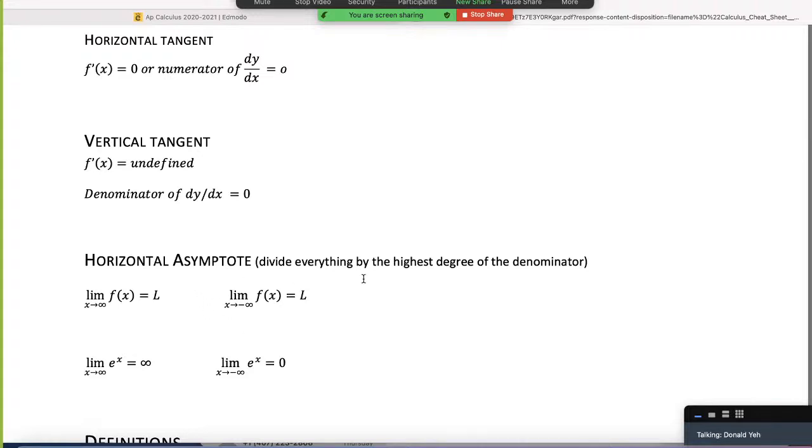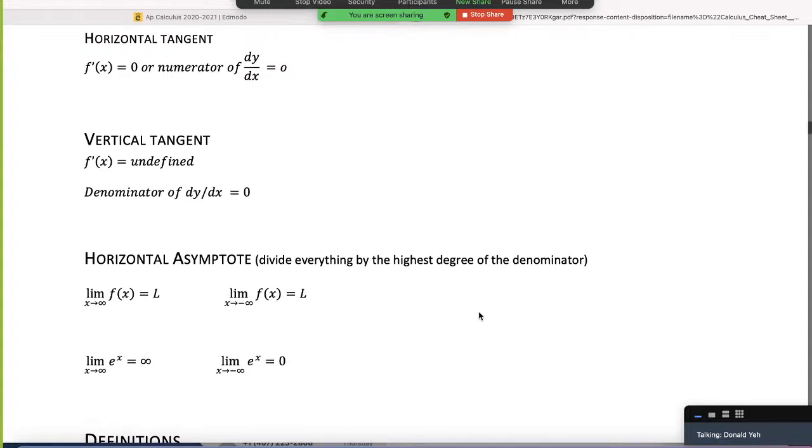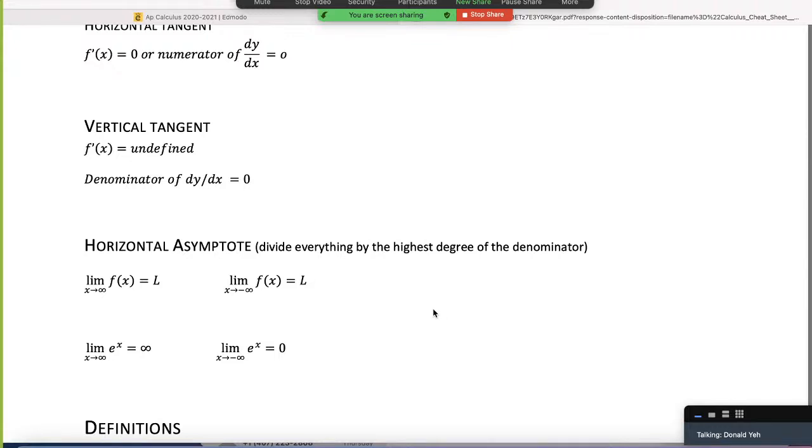Horizontal asymptote. Divide everything by highest degree to the numerator, but there was a couple different situations we talk about. I write down a couple times for you guys to think about.